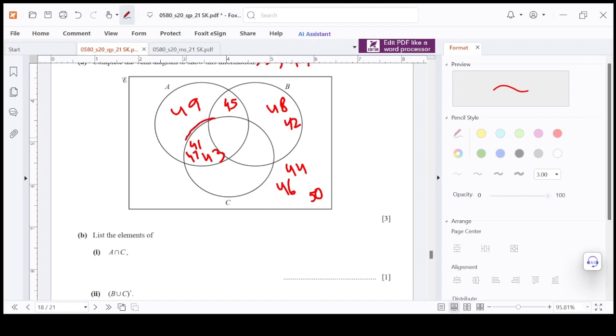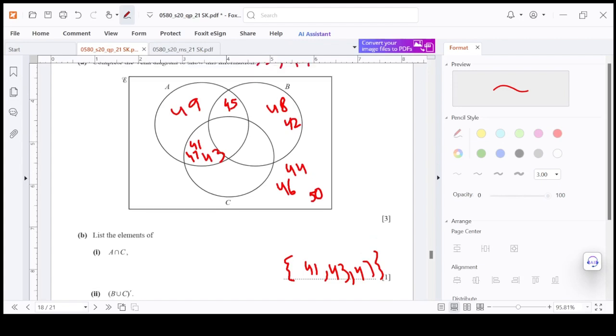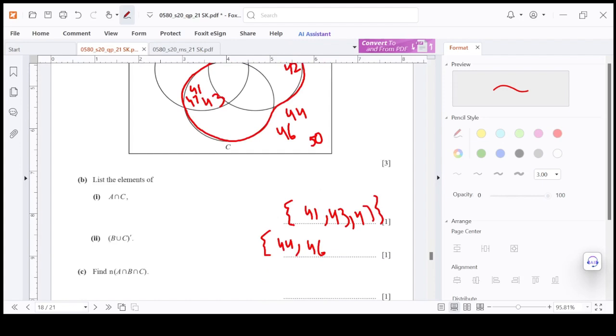Okay, list the elements of A intersection C. A intersection C is this region which has 3 elements, which we write in set form: 41, 43, 47. Next we need B union C complement. This is B union C. Complement means everything outside of it. So that are 4 numbers: 44, 46, 50, and 49. So write it in set: 44, 46, 49 and 50.